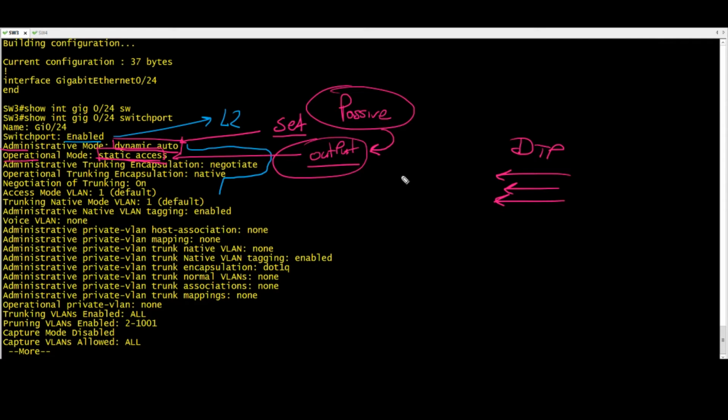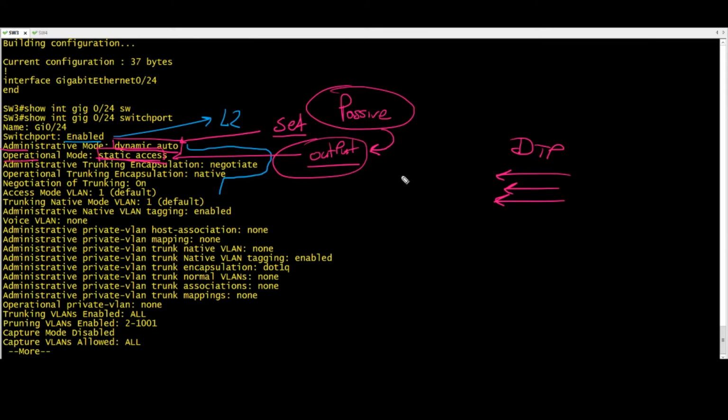We know that the other side must be set to dynamic auto or to access because this side has not received any DTP messages. Now it might be set to trunk, but DTP may be manually turned off. But we know that these switches are in their default state, and by default a switch is not statically set into trunk with DTP turned off.